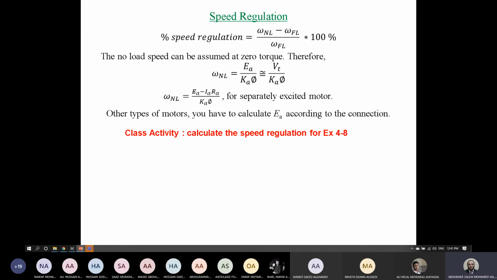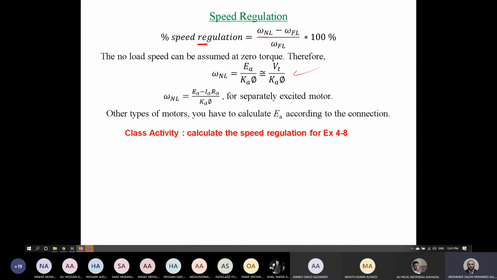Speed regulation equals the no load speed minus full load speed over full load speed. Okay? So we can get the no load speed by assuming that EA equals V terminal. We can get the value of no load speed. And for full load speed, we can get it from the full load operating conditions. Or we can also calculate the speed regulation at any point of loading. It's not only at full load.